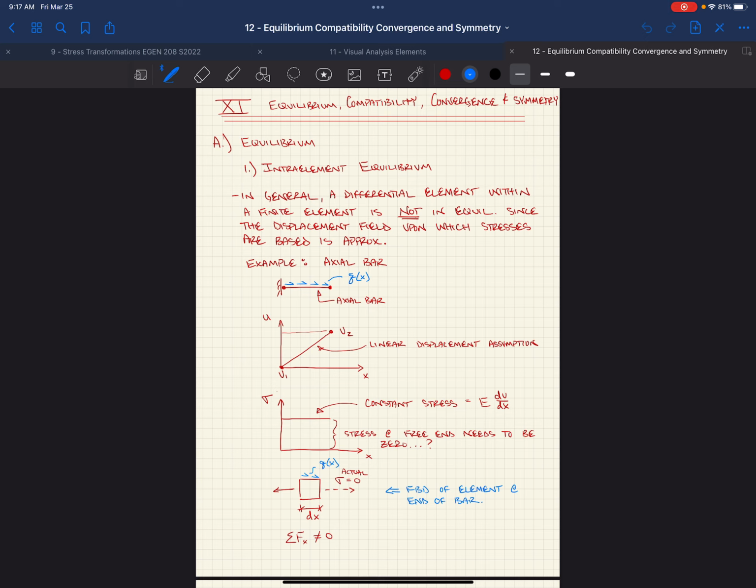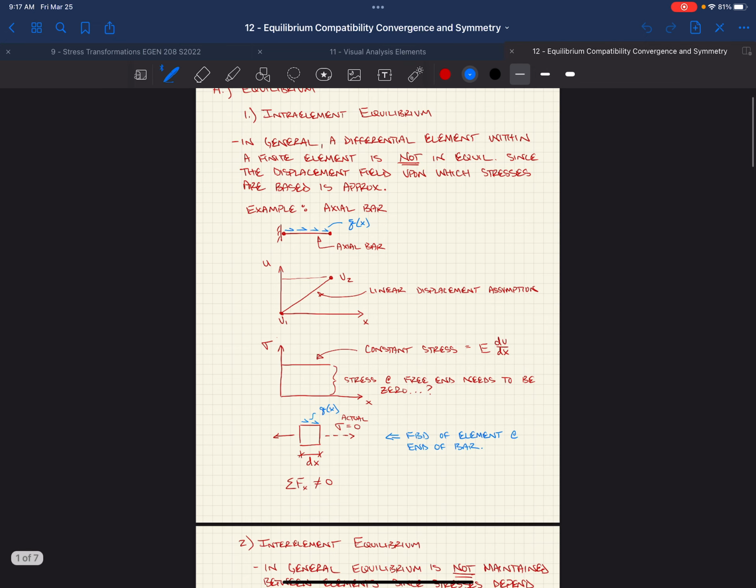Okay, so intra-element equilibrium. What does that mean? Well, in general, a differential element within a finite element is not in equilibrium since the displacement field upon which stresses are based is approximate. What does that mean? Well, we're guessing at what we assume the displacement is going to be between the two nodes, right?